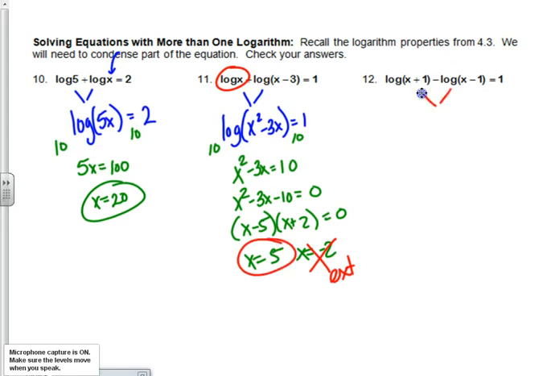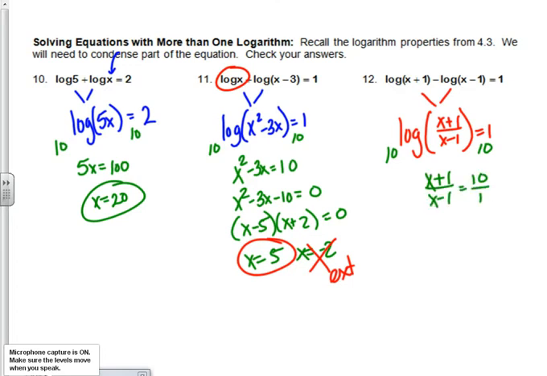Number 12, we're going to bring these logs together through the quotient property. So common log, base 10, and then x plus 1 in my numerator, x minus 1 in the denominator. We're going to now exponentiate with our base of 10, which cancels the logarithm. So x plus 1 over x minus 1 equals 10, or 10 over 1, since I'm going to have to cross multiply this proportion.